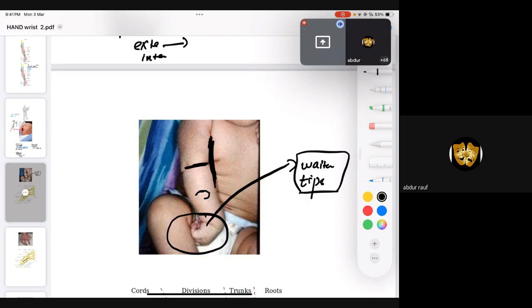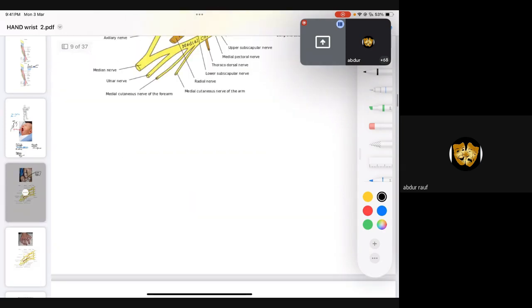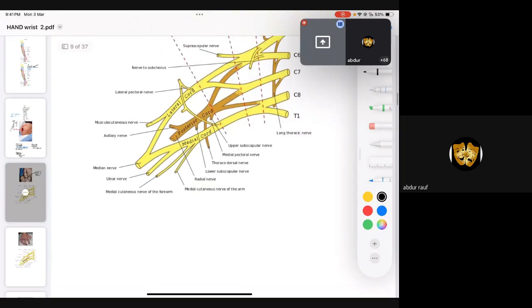Okay, so we discussed the upper trunk. Let's just come to the lower trunk, right? So you guys can see here whenever the lower trunk is gone. Which nerves are going to be compromised? You can just follow the path.